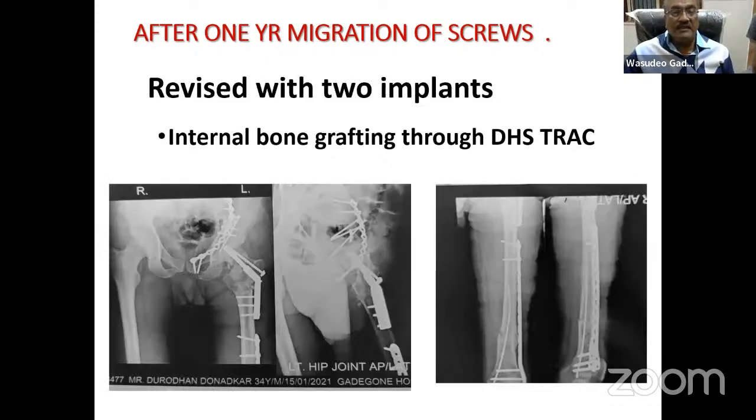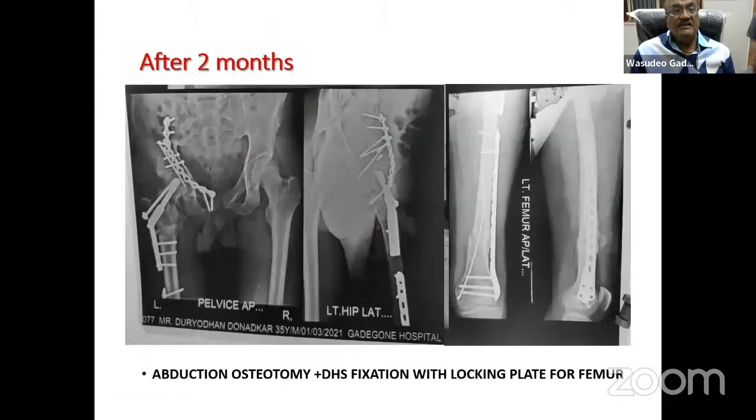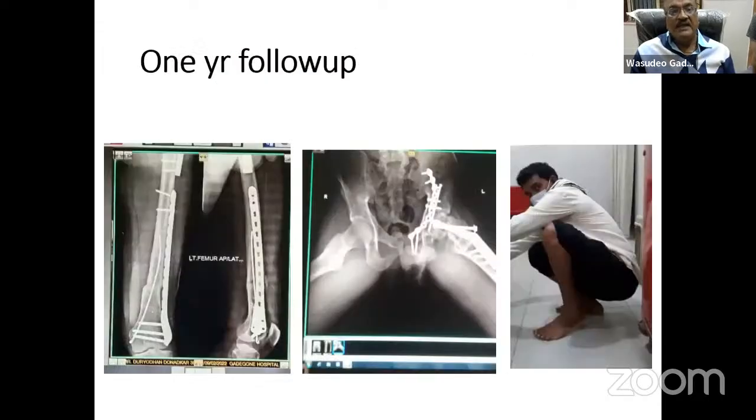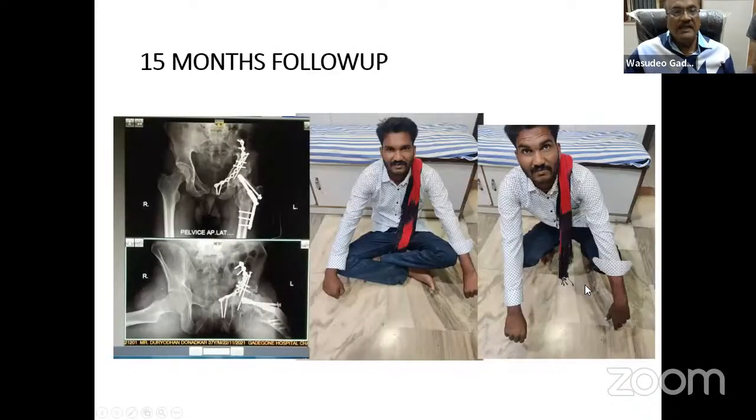So I did internal bone grafting with a valgus osteotomy of the neck femur and a locking plate in bridge mode and one rush nail on the medial side. And you can see the follow-up after 2 months, after 6 months, 1 year, and now the recent follow-up of 10 days ago, you can see the fracture is all uniting. This is also uniting, and it is a 15-month follow-up now. Still, I am doubtful about the fracture at the neck femur, but he is painless. He is able to sit and squat. That is the only hopeful sign; still, the fracture of the femur has united.